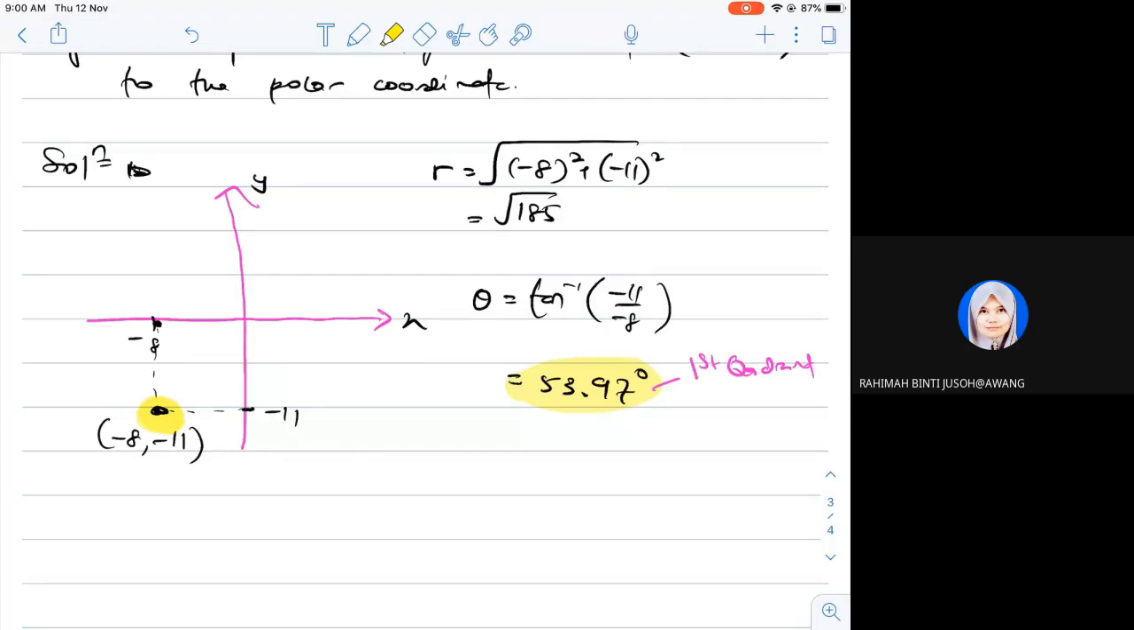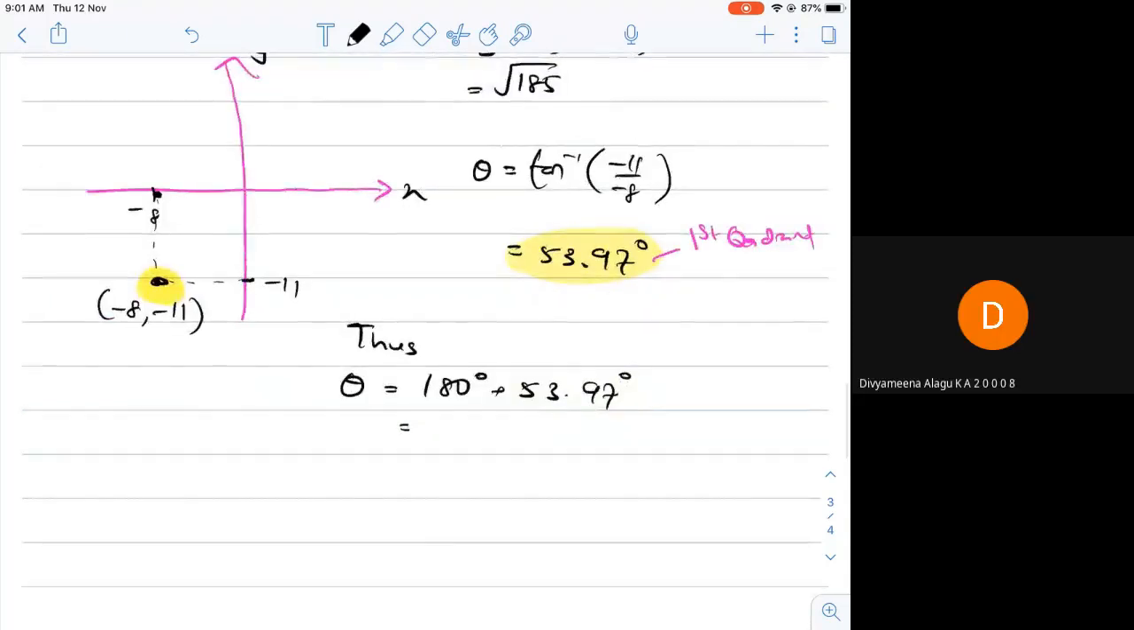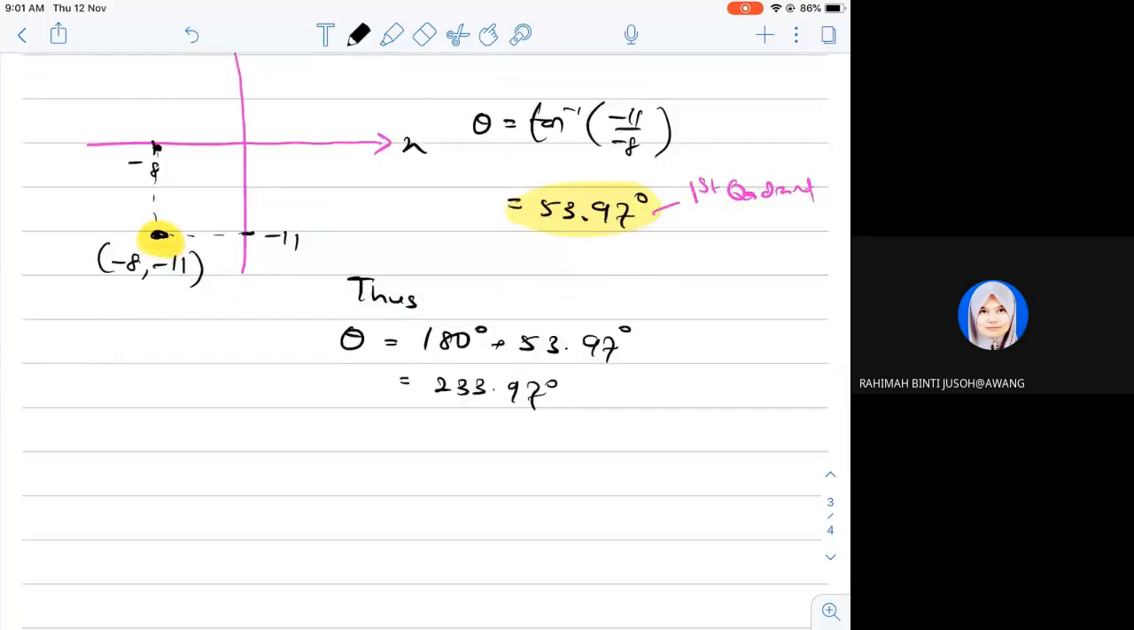So what should we do now? That's why for this type of question, it's better for you to plot the coordinate first, so we know the real location of our coordinate. We want to find the correct angle for this position, third quadrant. Plus 180. Yes, so we need to add 180 plus 53.97. So what's the answer? 233.97. Okay, good.